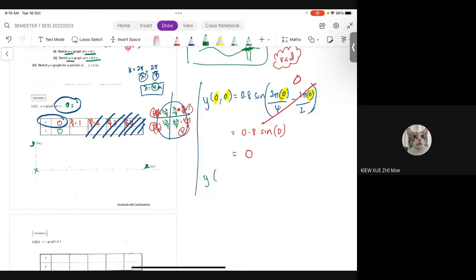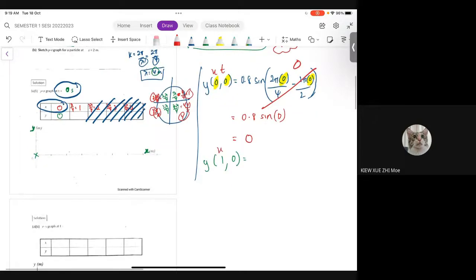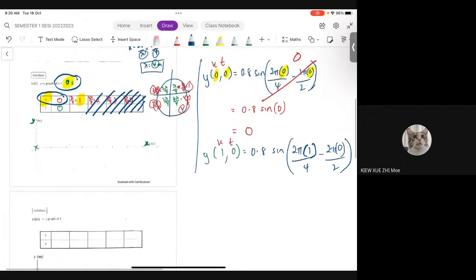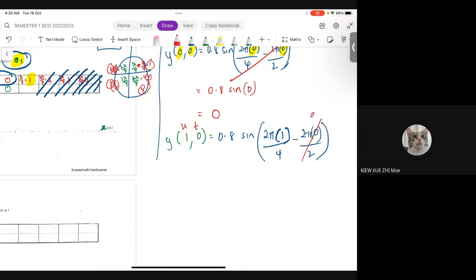So when x tadi adalah 1, tapi your t is 0, sebab ini adalah xt. Kan? Sekarang ni I guna my x adalah 1, but my t still 0, because we freeze the time. Ini tak kat gambar. Time you 0. You dah stopkan time tu. Okay, 0.8 sin 2 pi, ini x kan? 1 divided by 4 minus 2 pi 0 lah sebab tu still 0. Betul tak? Okay. So yang ini akan jadi 0.